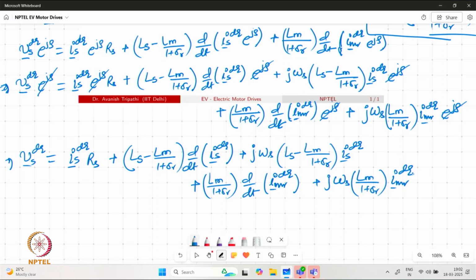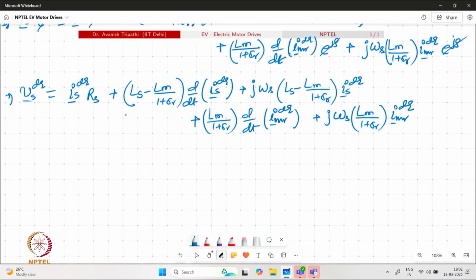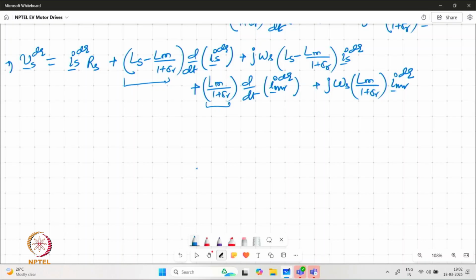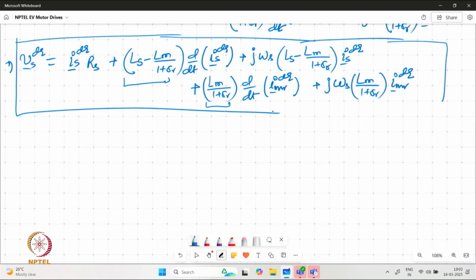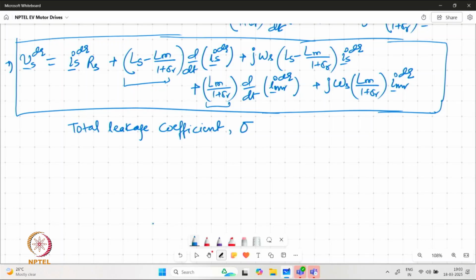Now there are two terms related to inductance, one over here and one over here. I mean, these terms are repeating. So we can write these terms in a little bit more elegant way by defining another coefficient. So we'll take this equation forward after having one more definition. So we can define a term which can be called the total leakage coefficient, defined as sigma.